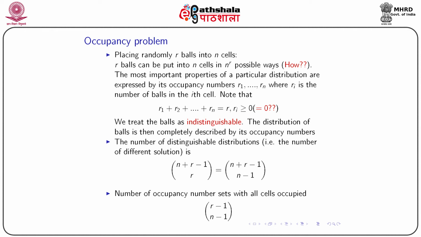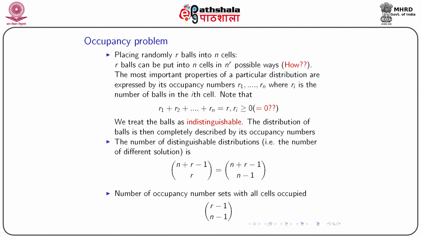The most important properties of a particular distribution are expressed by its occupancy numbers r1, r2, up to rn, where ri is the number of balls in the ith cell. Note that r1 plus r2 plus up to rn equals r, the total number of balls. Once again, each cell can contain more than one ball or nothing. So ri can be greater than or equal to 0. And we treat these balls as indistinguishable. We cannot distinguish these balls.